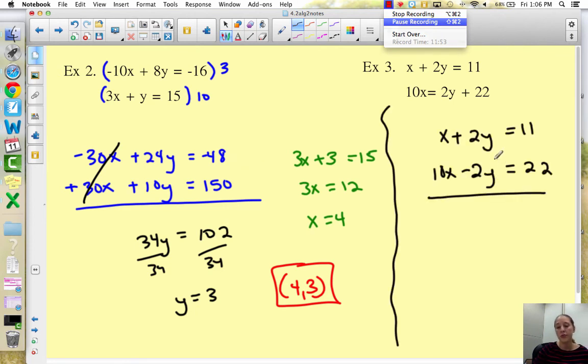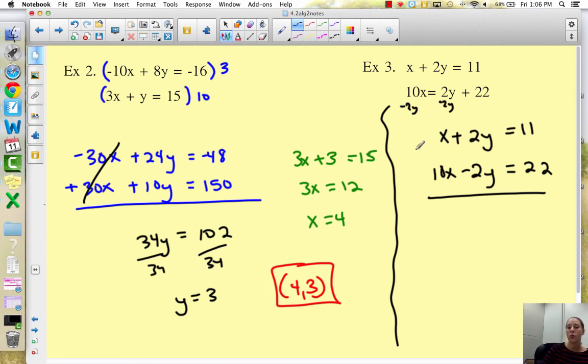Alright, so I went ahead right here and I moved this 2y over by subtracting it over to the other side. By doing that, my x's and my y's line up, and then my constants are on the other side. And what you should notice is that the y's are already ready to cancel. You don't have to do any multiplying, they're ready to go. So I'm going to add both columns. So x plus 10x is 11x. My y's cancel each other out, and I get 11 plus 22, that's 33. Dividing by 11, we get x is equal to 3.